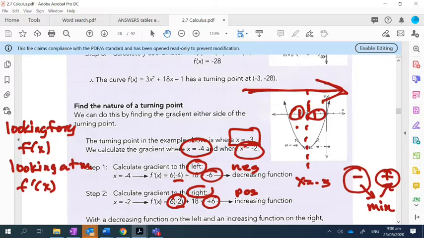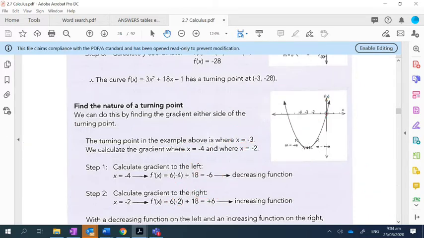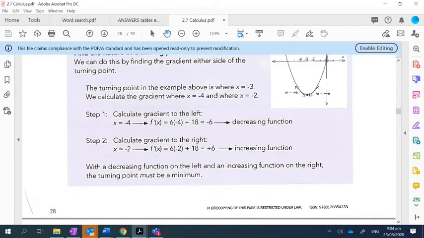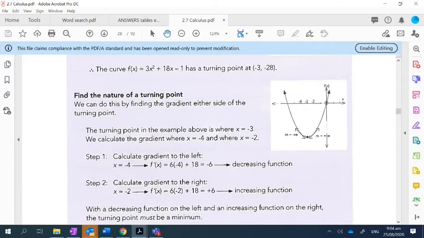Okay? It's good. But they're giving you a simple function to start with just so you can really see what's happening. Okay? So if it's negative, then positive, that means that it's going up. Goes down, then up. So that makes it a minimum. Okay? Looks good?